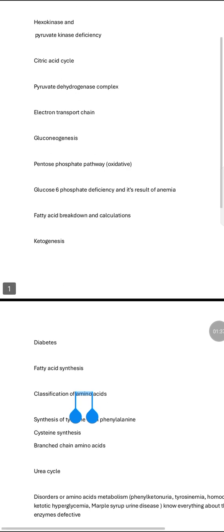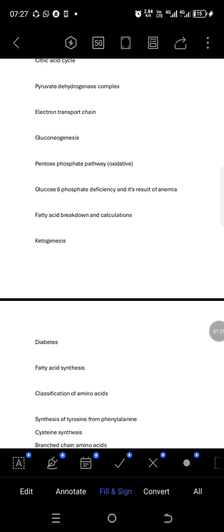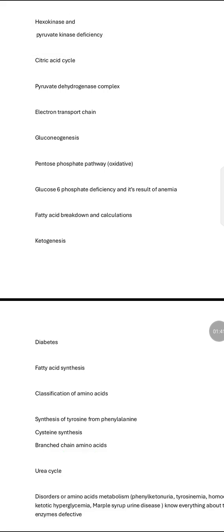Pyruvate dehydrogenase complex. So under pyruvate dehydrogenase complex, you are supposed to know about the conversion of pyruvate to acetyl CoA and the cofactors that are needed for this enzyme, as well as the names of the enzyme. You know, a complex is comprised of a lot of enzymes, right? So in this case, for PDH complex, there are three of them: E1, E2, E3.